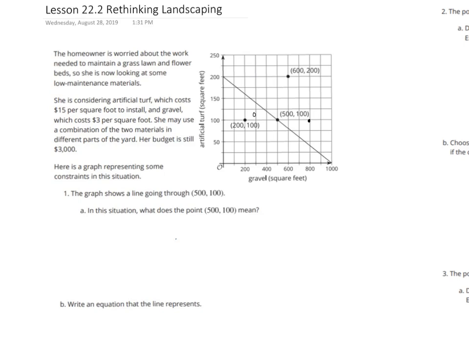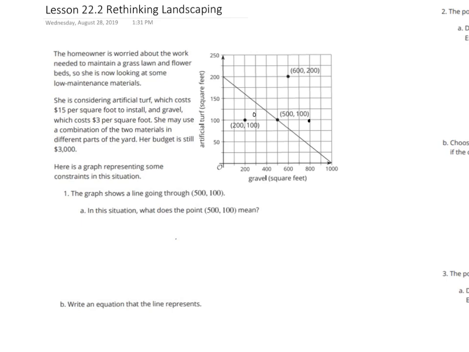The homeowner is worried about the work needed to maintain a grass lawn and flower beds. So she is now looking at some low maintenance materials. She is considering artificial turf, which costs $15 per square foot to install, and gravel, which costs $3 per square foot. She may use a combination of the two materials in different parts of the yard. Her budget is still $3,000.